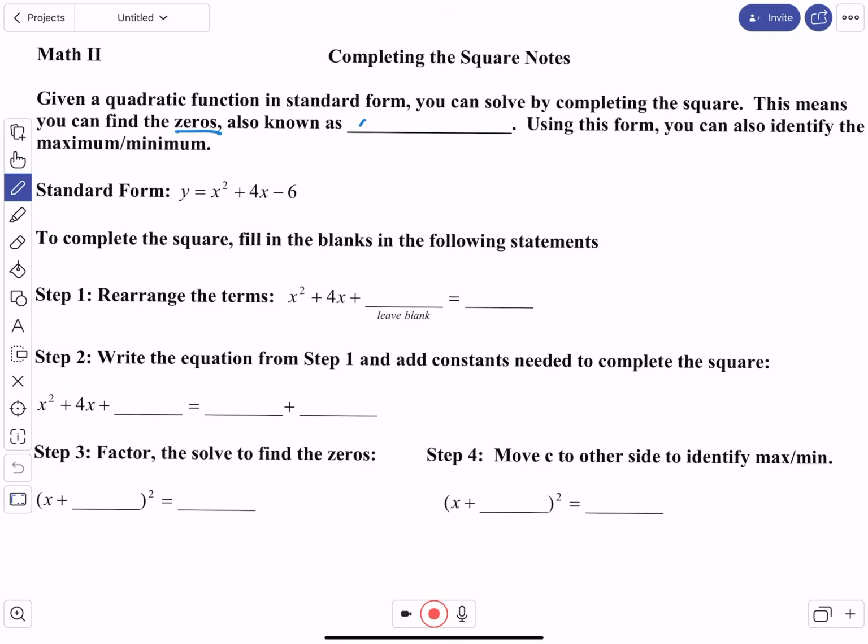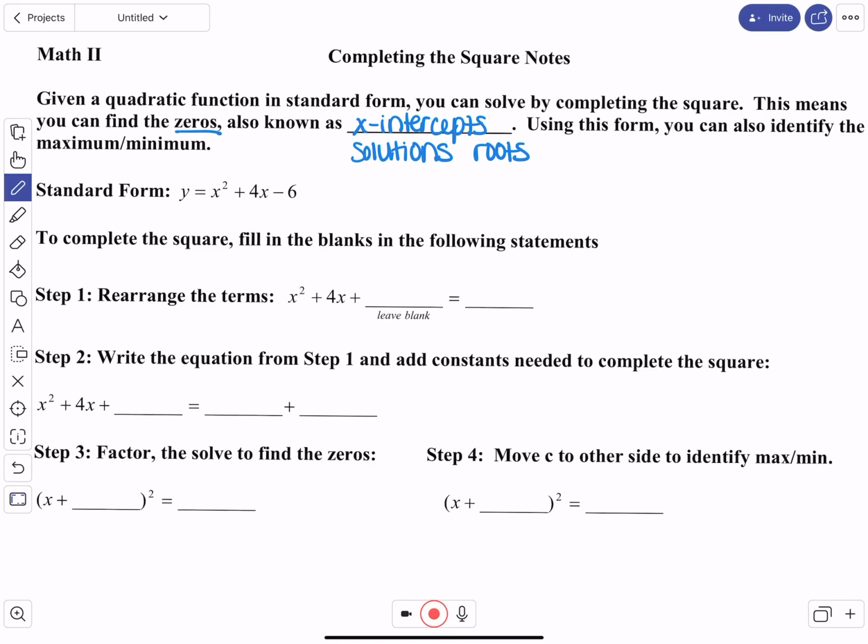They're also known as x-intercepts. They're also known as solutions. They're also known as roots. So anytime you hear any of these four words, zeros, x-intercepts, solutions, roots, they all mean the same thing.